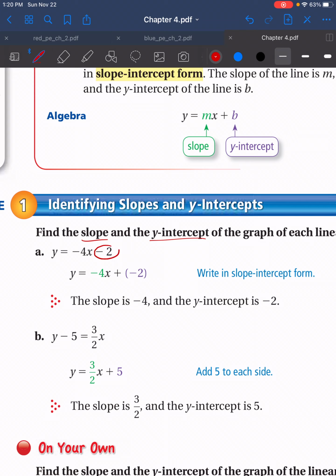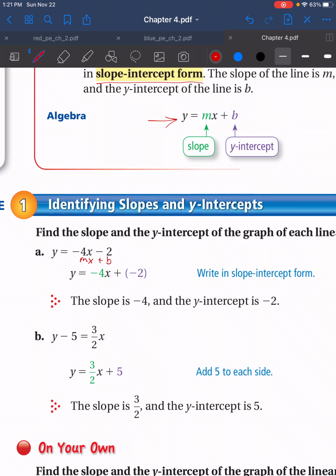Y-intercept is negative 2. The slope is negative 4, but we like slope as a fraction. So the slope is negative 4/1. Easy. Now, that's really nice, and I can tell that this equation is in slope-intercept form. If it's in slope-intercept form, it will look like that, y equals mx plus b. And it does. Look, y equals mx plus your b. Perfect. Now sometimes we're not that lucky.